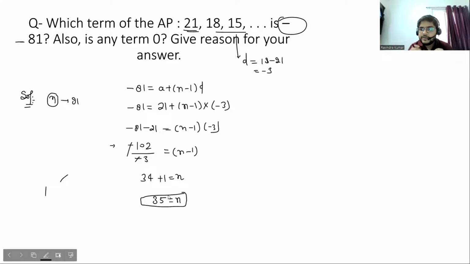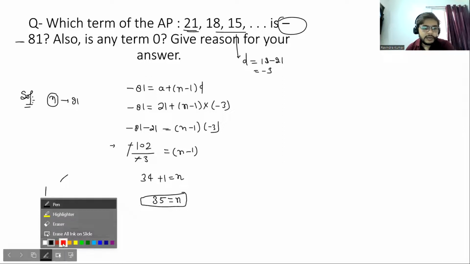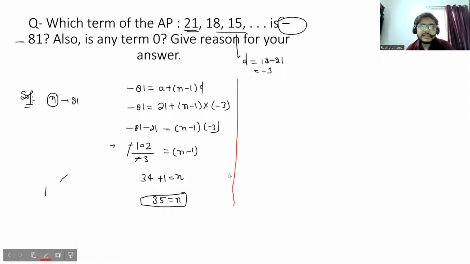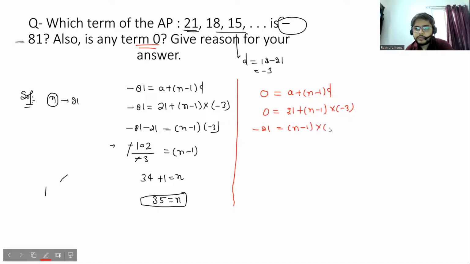So in this series the 35th term is minus 81. This is what we can conclude from here. Okay, so let's come to the second part of this question. It is asking whether any term is 0. Okay, so let's find out. We have to find the 0. So let's assume the nth term is 0. So we have to apply the same formula again. So 0 is equal to a, that is 21, plus (n minus 1) and d, that is minus 3, right? So transpose 21 to this side, so it is minus 21 and (n minus 1) into minus 3.